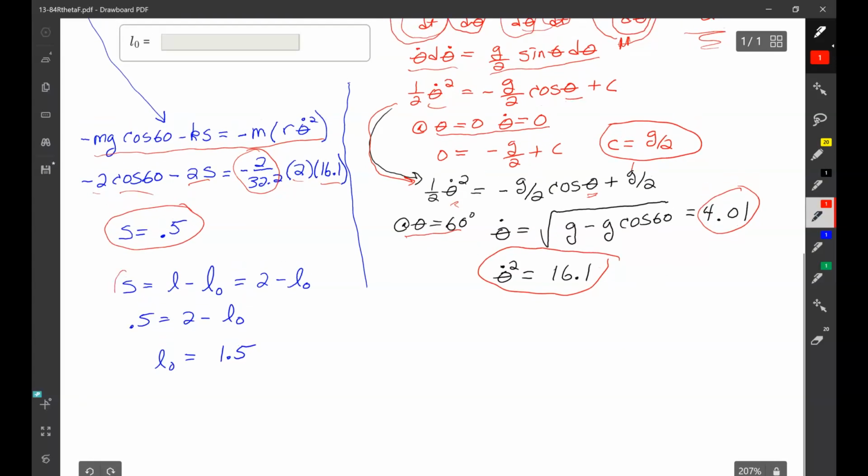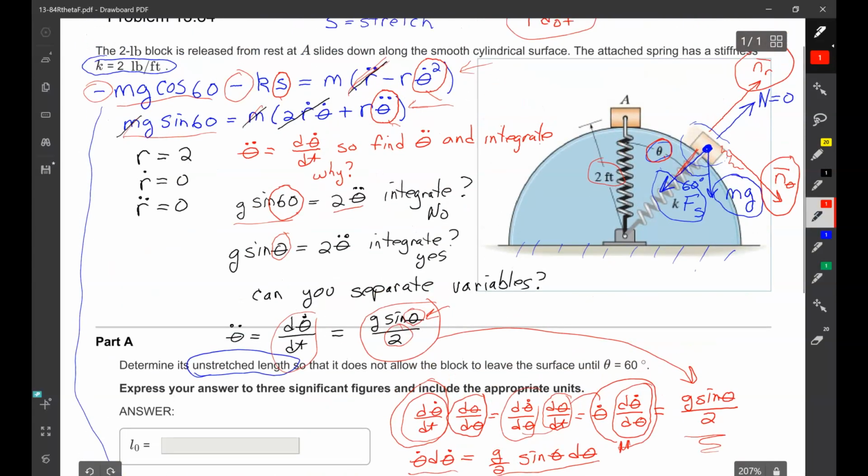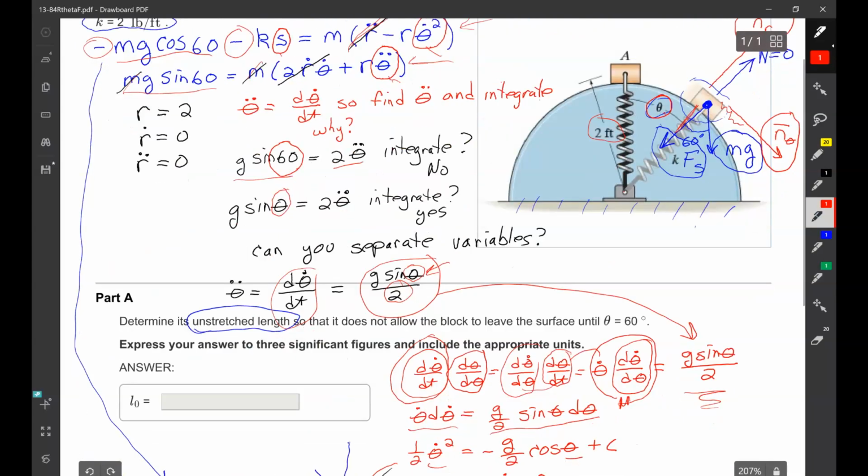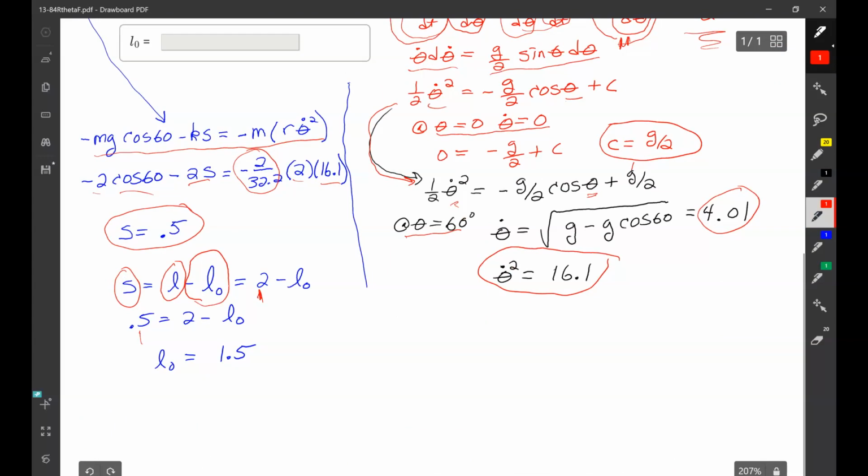So the stretch is equal to the current length of the spring minus the free length. If you were to not touch it, cut it loose, and set it down and measure it, that would be the free length of the spring. So s, 0.5, is equal to 2, that's the current length because it's stretched from here to the edge, minus the free length. Solve for the free length. Free length is 1.5. Okay, that's it.